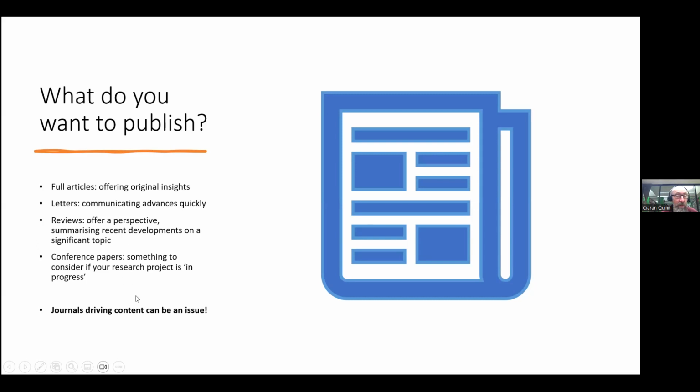Conference papers. So if your research project, for example, is in progress, it's well worth your while speaking at conferences and getting published from that. And journals driving content can be an issue. So there is a trend, I suppose, where the journals are approaching you, asking you to write on certain topics, which is fine. But then if the journals are controlling that completely, so entire issues are around a particular topic, it can squeeze out maybe some of the research that you think is important to get out there, and you won't find a vehicle for your voice as such.